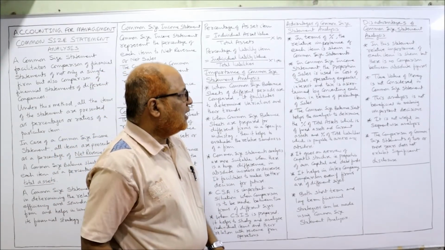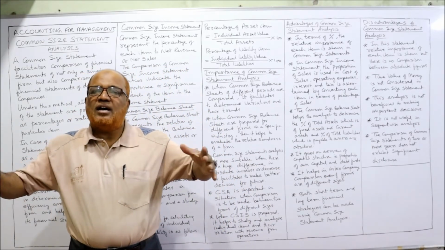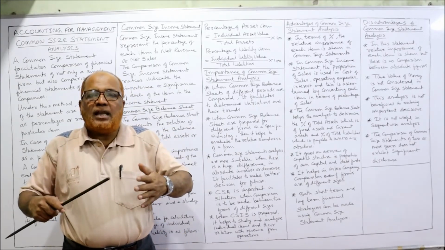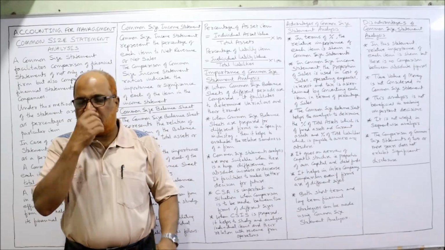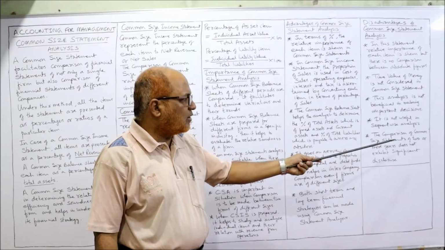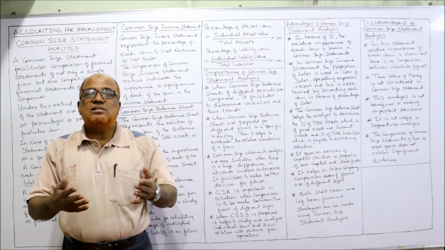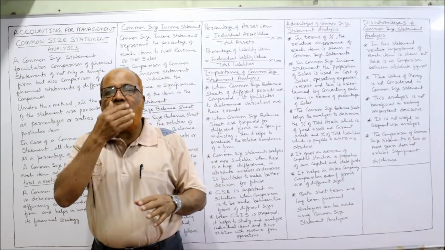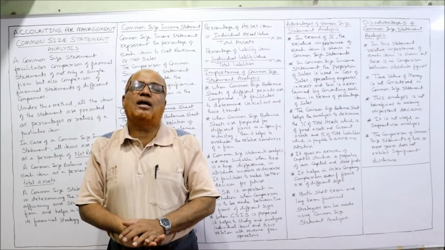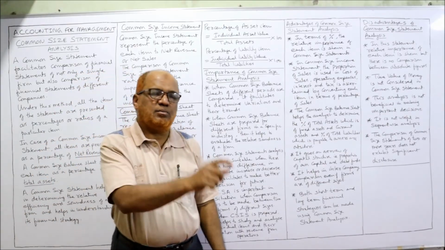Last one is, it is not useful in segment-wise classification. Nowadays, a business is divided into different departments, different segments. So we cannot analyze the segmental analysis by using this common size statement. The comparison of common size statements of two or more years does not exhibit significant disclosure. The policies might have changed, the business plans might have changed, but this will not be shown in the common size statement analysis. So these are a few disadvantages of common size statement analysis.